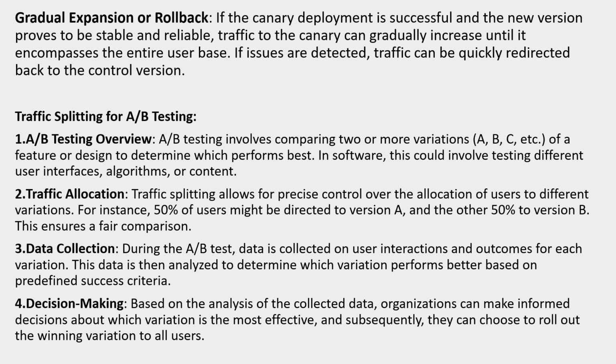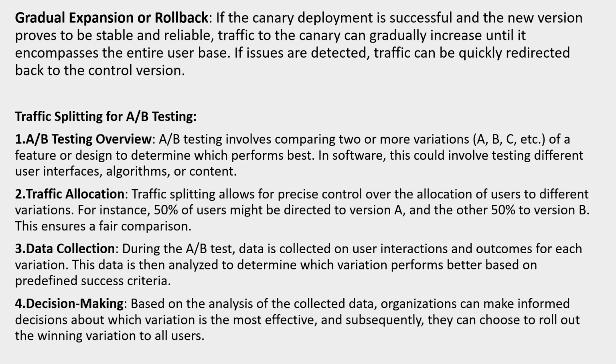Traffic splitting for A/B testing. A/B testing overview. A/B testing involves comparing two or more variations, A, B, C, etc., of a feature or design to determine which performs best. In software, this could involve testing different user interfaces, algorithms, or content. Traffic allocation. Traffic splitting allows for precise control over the allocation of users to different variations. For instance, 50% of users might be directed to version A, and the other 50% to version B. This ensures a fair comparison.